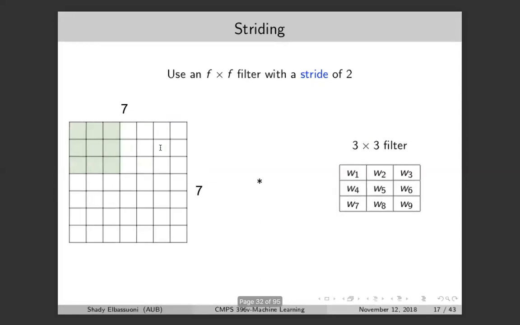So what is the size of the output in this case? If I have a stride of 2, I get an input of 7 by 7, and I do a stride of 2. What is the output? 3 by 3. 3 by 3, exactly.